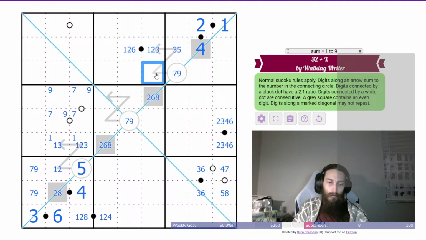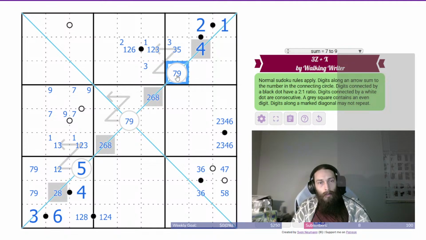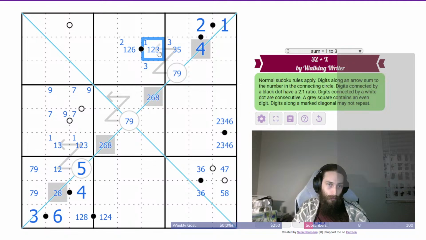Three, 3, 1. If this is 9, then I've got 3 and 6, which means this isn't a 3, it's 1 or 2. And a 5, I would make this 4, but it could be 1 and 3 in either direction. So this would be 1, 3, or it's 4 or 5.